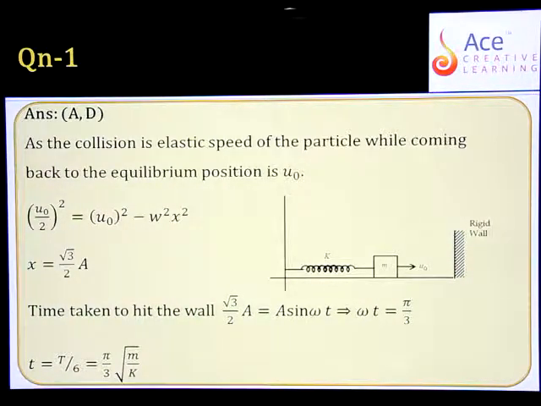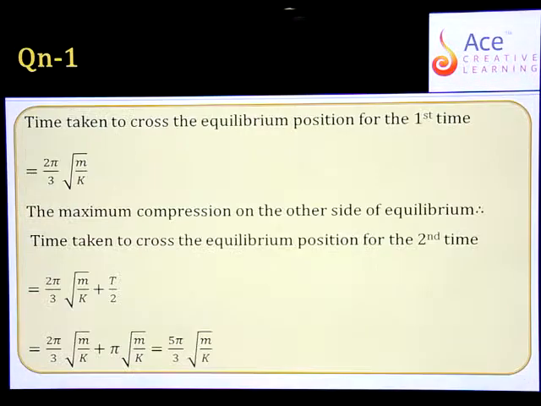So to come back to equilibrium position, it will take another pi by 3 root m by k. So the total time will be 2 pi by 3 root m by k. On the other side, it goes to a maximum compression of a, for which it takes a time T by 4, and to come back again to the equilibrium position for the second time, it takes another T by 4 seconds. So the total time would be 2 pi by 3 root m by k plus T by 2, which is pi root m by k, and when you add, you get 5 pi by 3 root m by k.